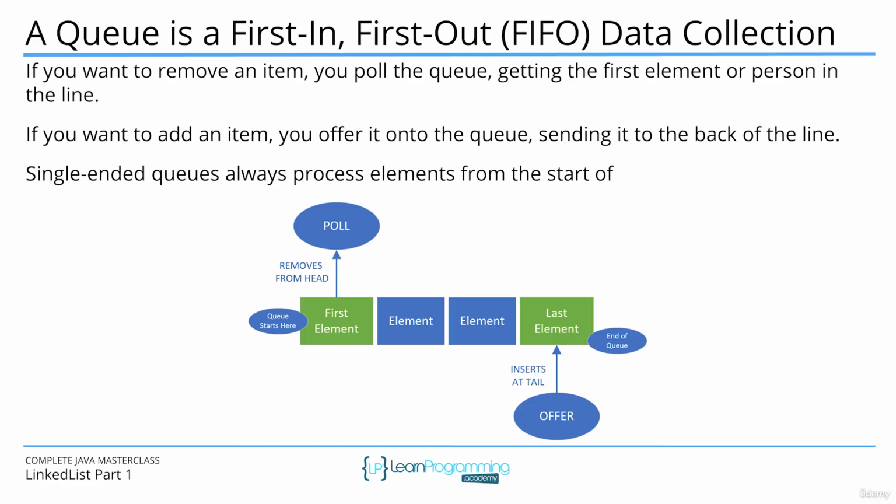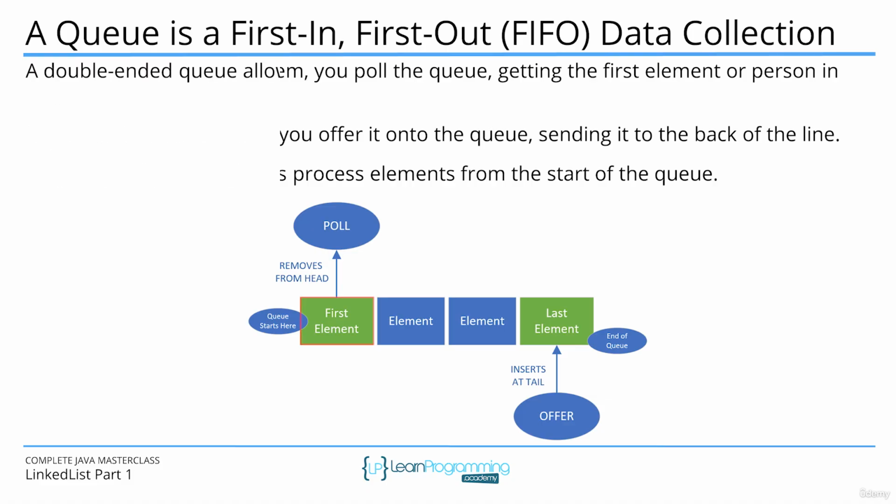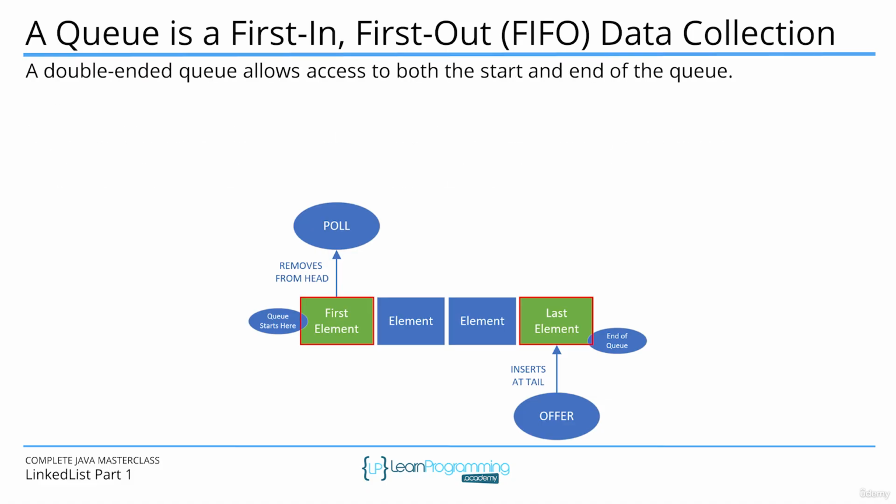Single-ended queues always process elements from the start of the queue. A double-ended queue allows access to both the start and end of the queue. A linked list can be used as a double-ended queue.